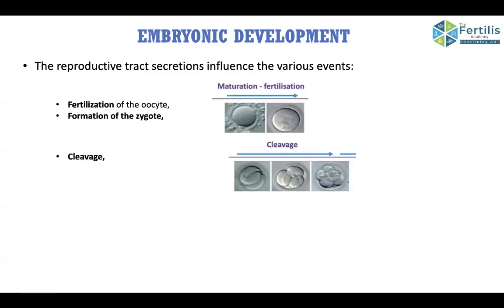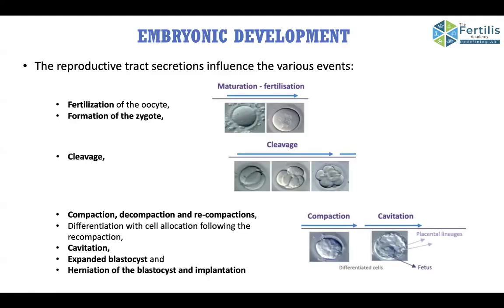Then come the stages of cleavage. It starts at the two-cell stage and goes up to the morula stage. Then come the three stages of compaction, decompaction, and recompaction. During recompaction, there is a differential cell allocation. In a morula, if you look carefully, some cells will align to the outer cell mass, whereas some cells will form the inner cell mass.